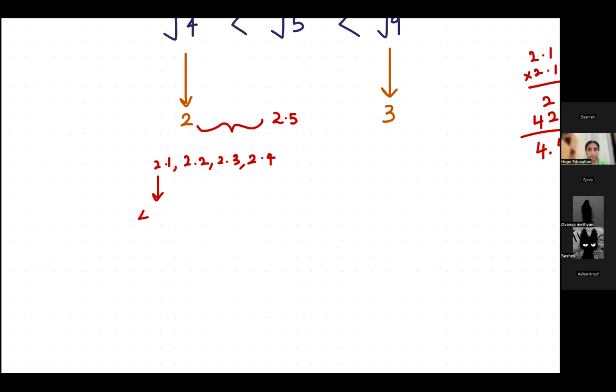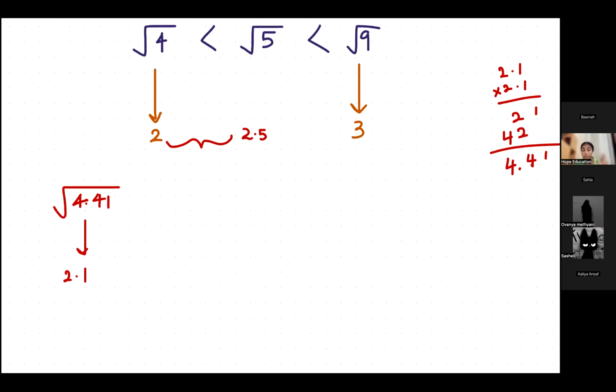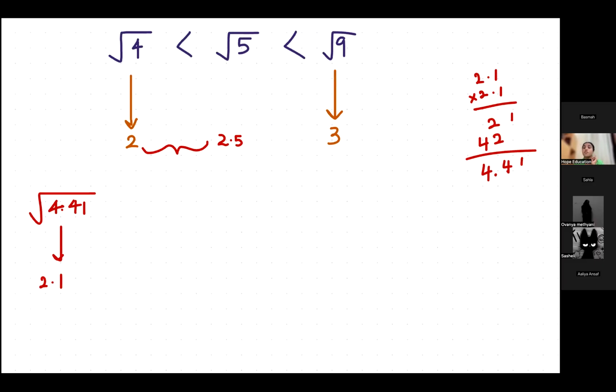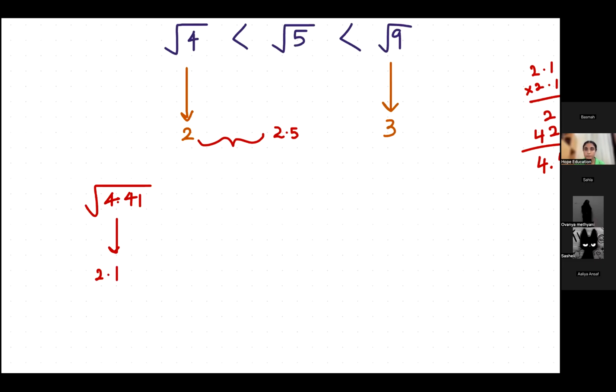So I will write it here. The square root of 4.41 is 2.1. That is why 2.1 multiplied by 2.1 gave us 4.41. That means the square root of 4.41 is 2.1. Yes, I will explain that again.